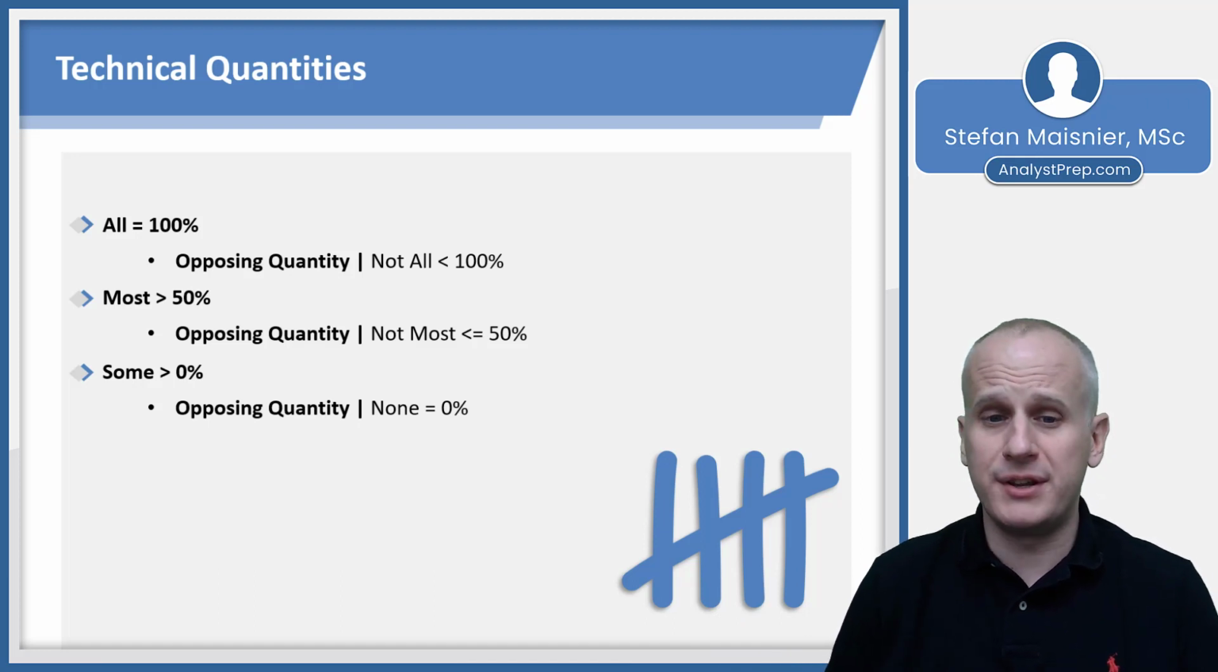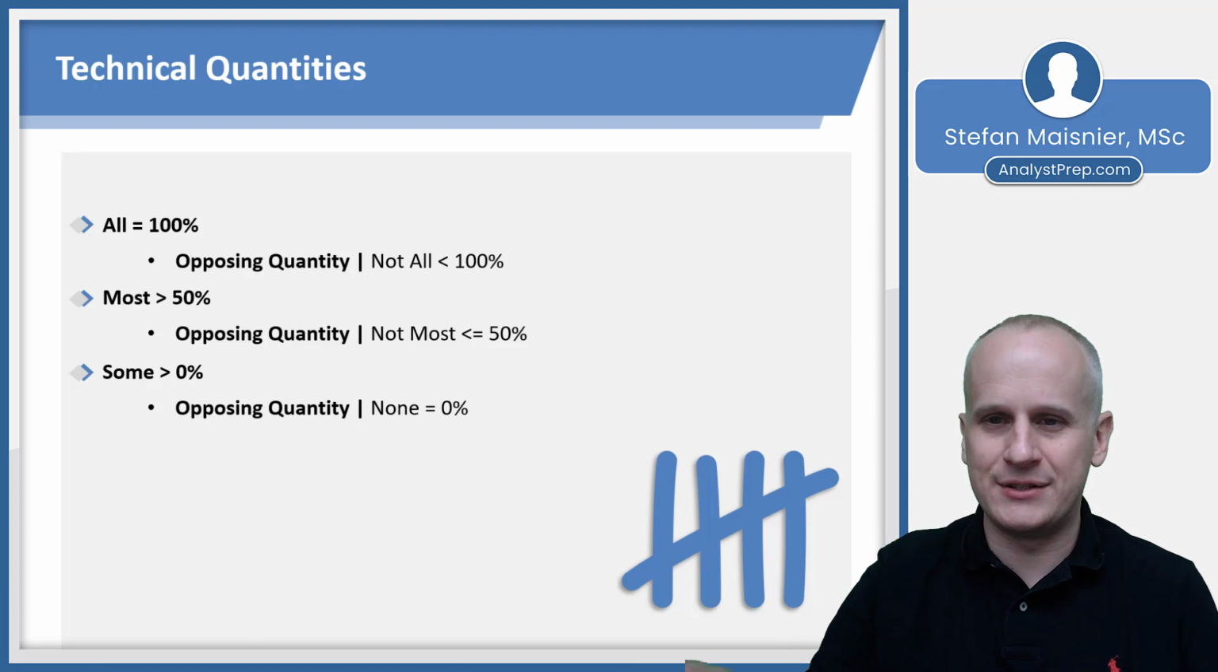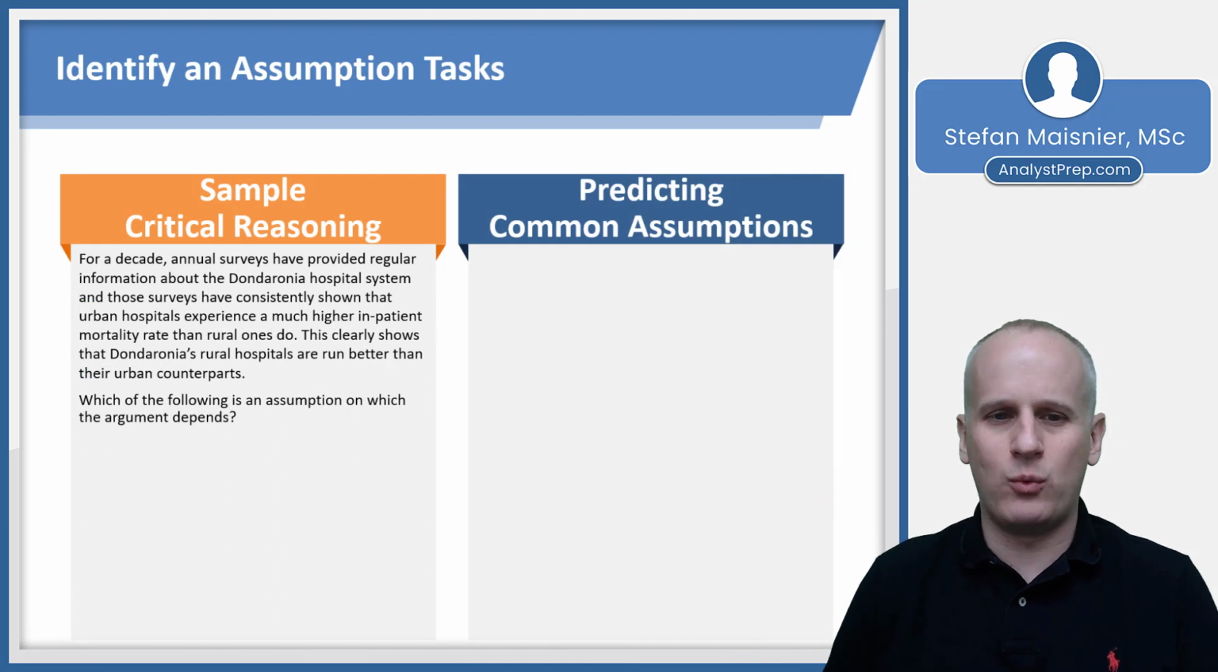But some dogs too breathe oxygen, because the only thing that is absolutely false about dogs breathing oxygen would be the statement that no dogs breathe oxygen, because clearly some do, most do, and all do. So this is how you want to consider your technical quantities when it comes up in the negation test on assumption tests in particular. So let's take a look at one more example where we might apply that negation test.